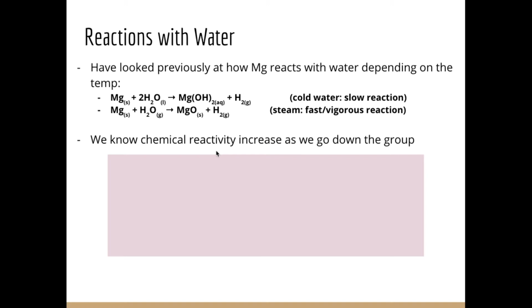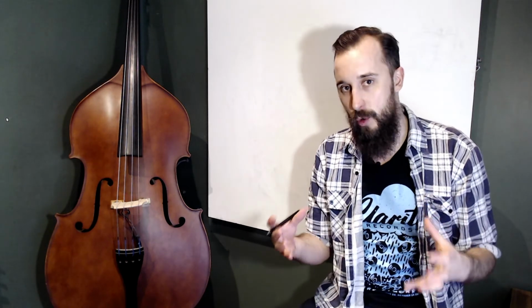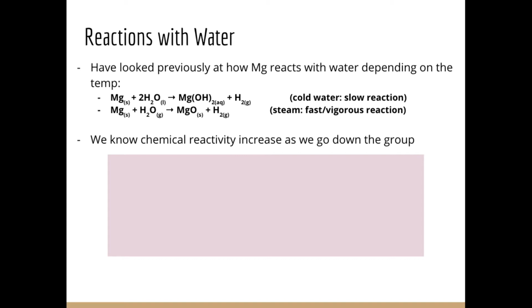We said that due to the ionization energies decreasing as you go down the group, it means that the chemical reactivity will increase as you go down the group because it's easier for those larger atoms in Group 2 to lose their electrons compared to the smaller ones. So let's consider what might happen with water as we go down the group.